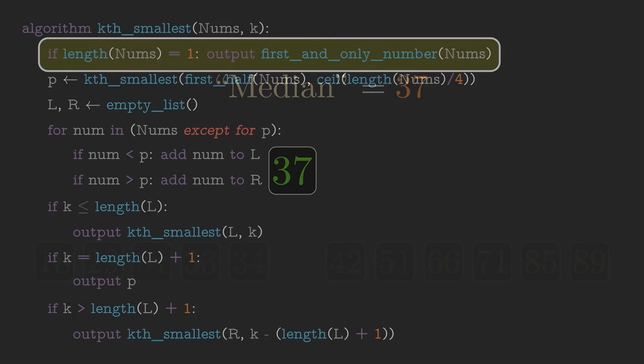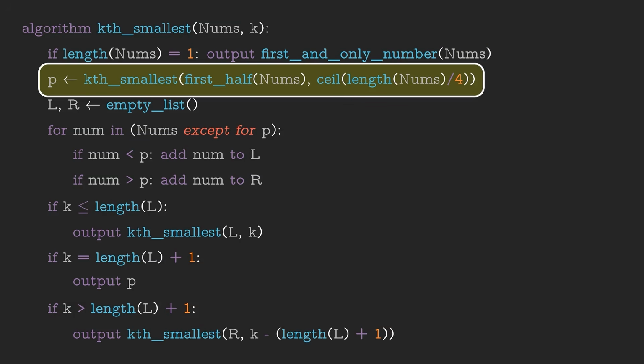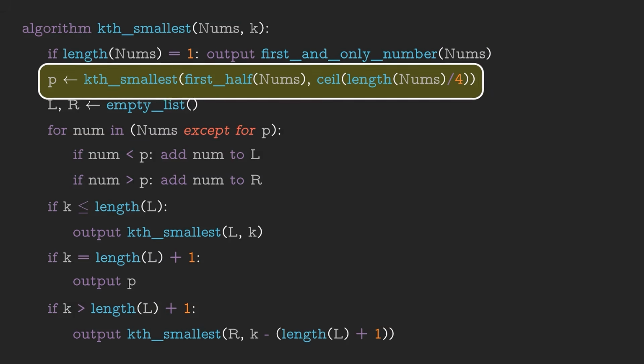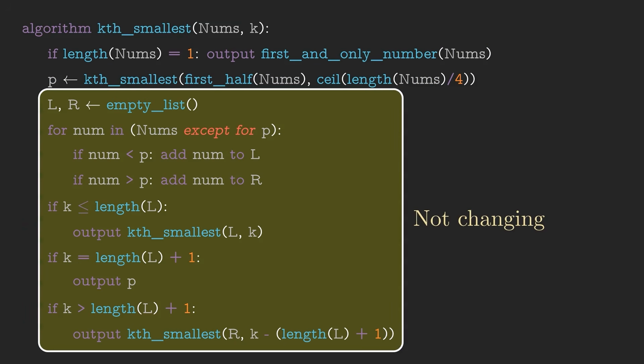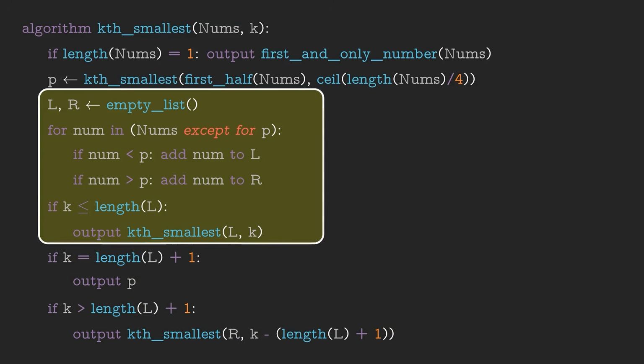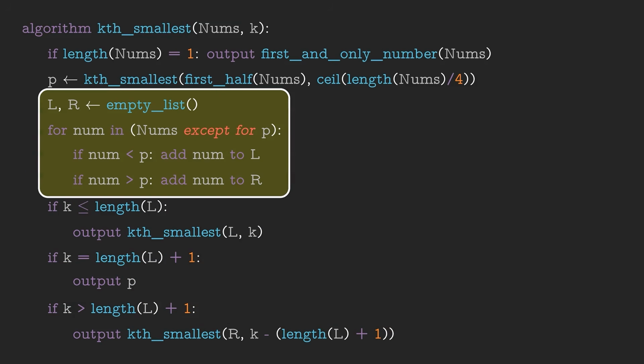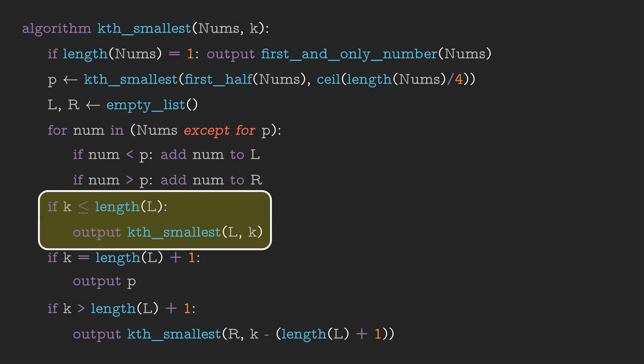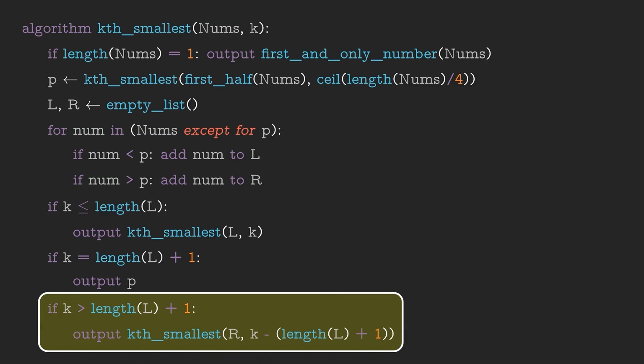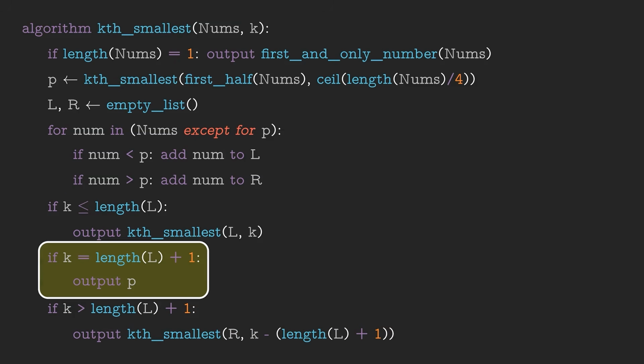Anyway, we've taken the median of half of the list to use as our pivot, and from here, the rest of the algorithm is exactly the same as Quickselect. We use the pivot to partition the list into left and right sublists, and then we recurse on the left sublist if it has at least k numbers. We recurse on the right sublist if the left sublist and pivot contain fewer than k numbers, or if the left sublist and pivot have exactly k numbers, we just directly output the pivot as the answer, since in this case we know the pivot is the kth smallest number.